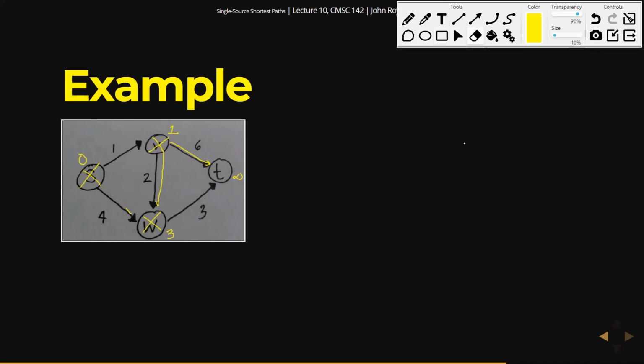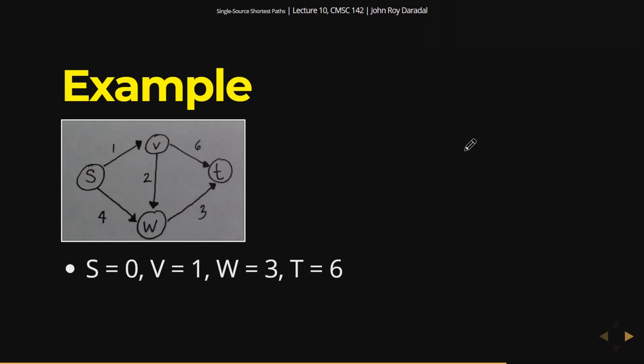After that, this one won't be a valid edge anymore because both endpoints are now explored. And then same with this one. Okay? So this is not a valid edge anymore. So VT is still a valid edge, and then we'll add WT here as well because this is explored and then T is not yet explored. So which one will win here? 3 plus 3 or 1 plus 6? So the winner, the min, would be equal to 6, right? So if we take the 3 here plus the 3, that would be 6. Okay? So your shortest path lengths would be S is 0, V is 1, W is 3, and then T is equal to 6. Okay? So that is how Dijkstra's works.